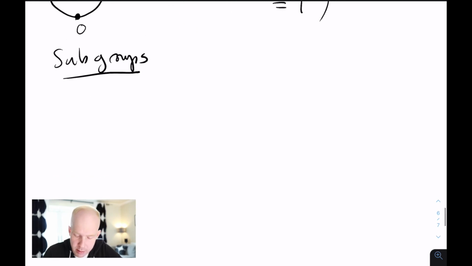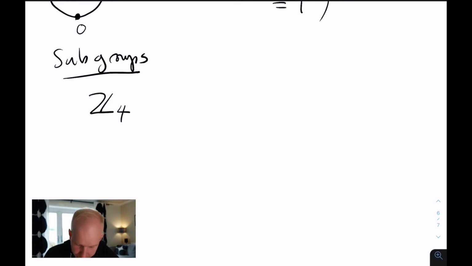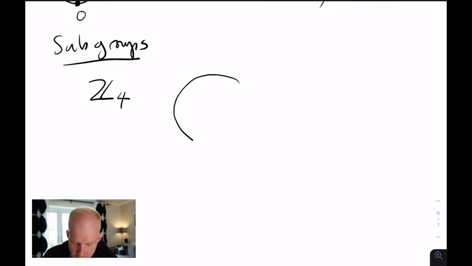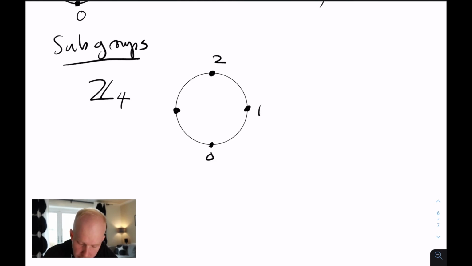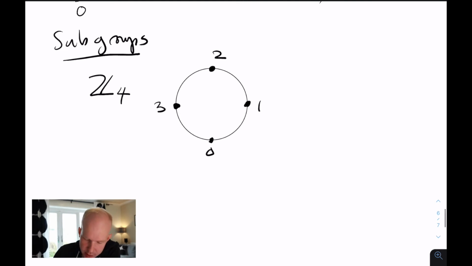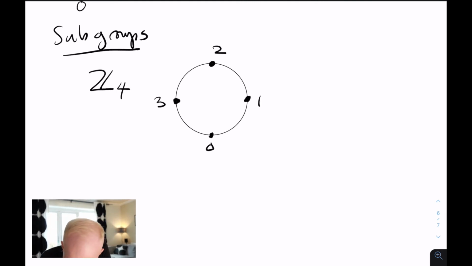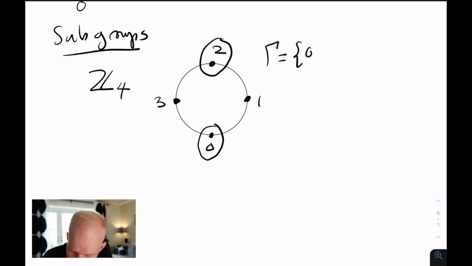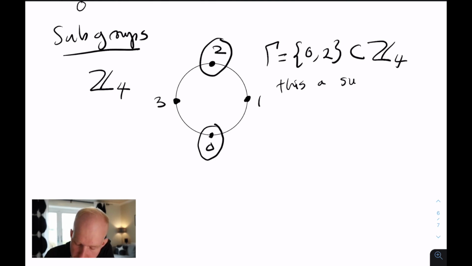Let's say we take the group Z4, for example, and now we have this circle, and we have these 4 points in the circle, 0, 1, 2, and 3. It turns out that there is a specific part of this group, taking this subset. If you take this subset, let's call it gamma, which is 0, 2, a subset of Z4, then this is a subgroup.